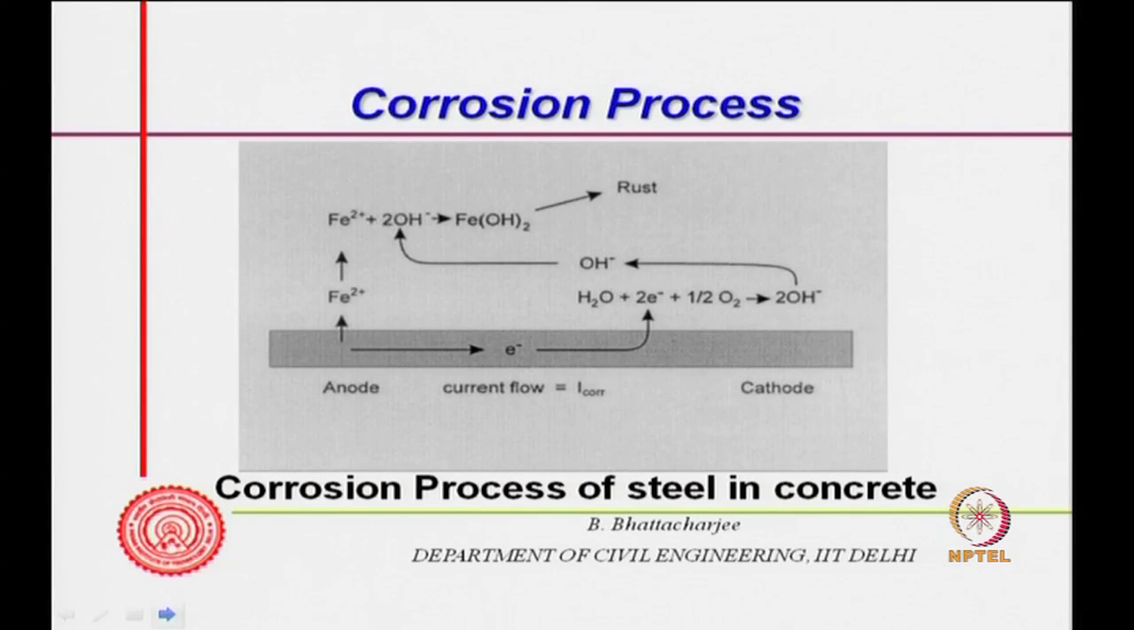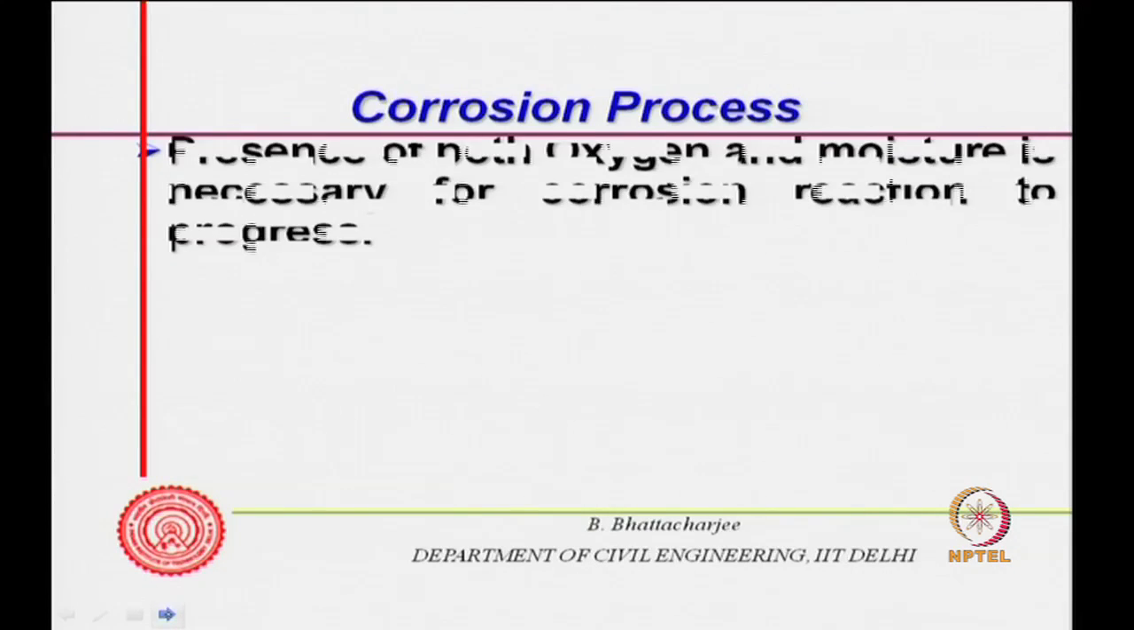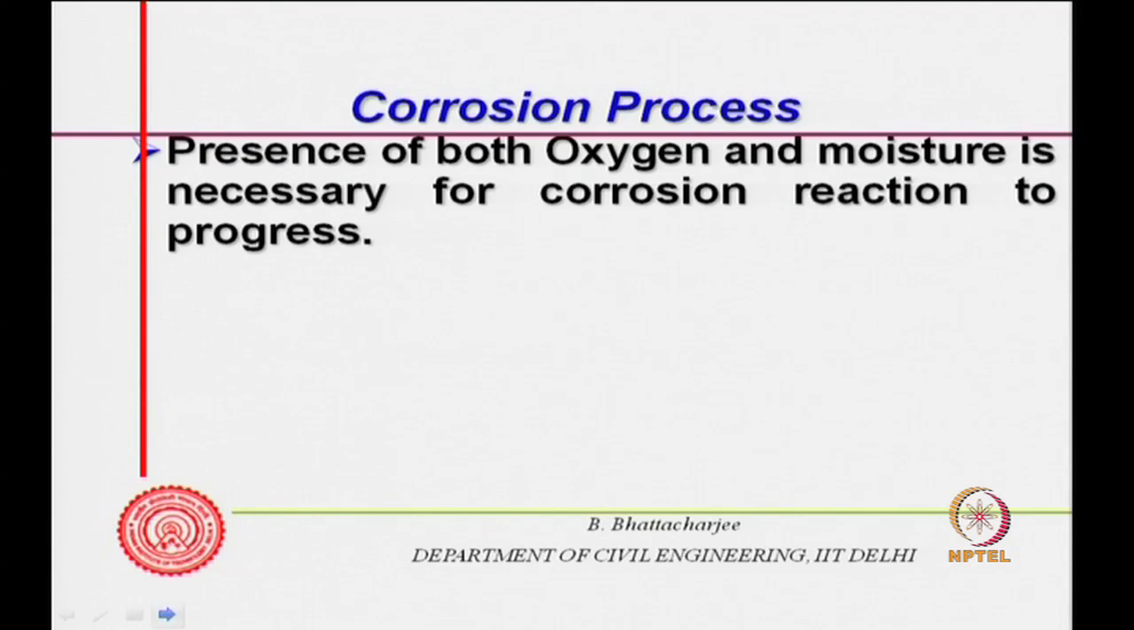In rebar corrosion, if this is your reinforcement bar, there will be an anode somewhere and a cathode somewhere. At the anode, iron will dissolve into the solution as Fe2+, and electrons will move along this direction. The current flow rate, if I call its density, is i_corr. At the cathode, the electrons come out and react with water and oxygen to form hydroxyl ions. This hydroxyl ion can further react with Fe to form Fe(OH)2, which is usually not stable and can lead to rust formation, depending on the environmental condition of the electrolyte itself. What kind of rust forms depends upon the electrolyte condition. The presence of oxygen and moisture is therefore necessary for the corrosion reaction to progress in rebar.